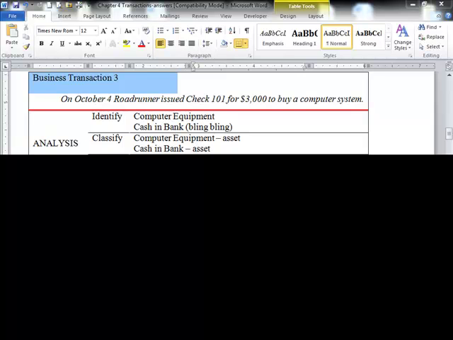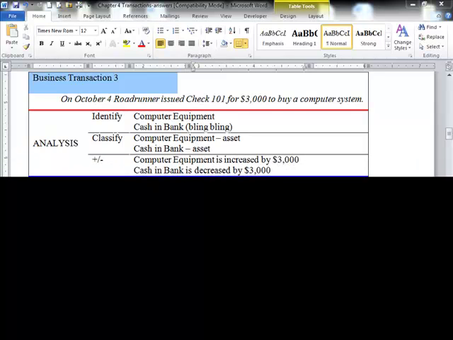Hence why I said at the beginning of this exercise, business transaction number 3 was going to increase and decrease an asset account. So let's go ahead and take a look at the plus and minus. Well, when you spend money or you write a check, our cash in bank is going to decrease, but we've added some value to our company, and that is computer equipment, and that is increased by $3,000. I think this is where a lot of people sometimes get confused, and they feel like they need to add this to the owner's equity side as well.